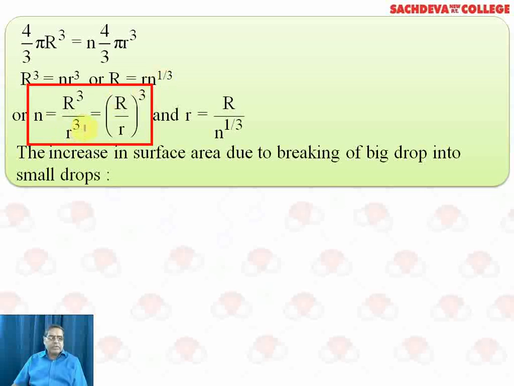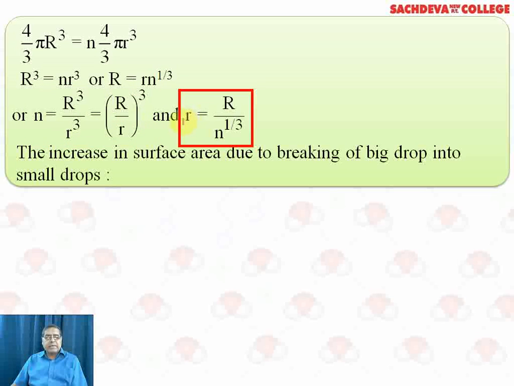So n is how much? It will be R³ over r³, that is capital R³ over small r³. So it can be written as (R/r) the whole cube. And small r can be estimated, that is r = R over n^(1/3).